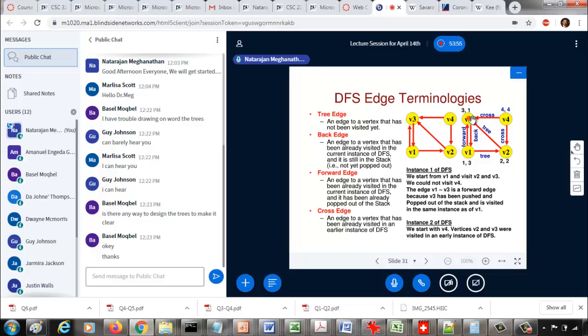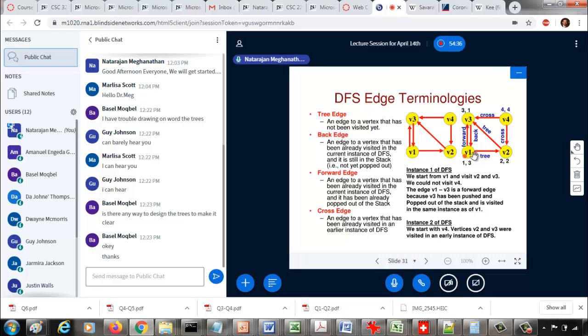So V1 to V3 should be called a forward edge. Now the presence of a forward edge doesn't have anything to do with a cycle. Only back edges are associated with cycles, so don't confuse the two. A forward edge is not associated with a cycle. Again, the scenario when you call an edge a forward edge is if both end vertices are visited in the current instance of depth first search, and the destination end has already been pushed as well as popped out. In this case V1 to V3, V1 is the source end and V3 is the destination or target end. That means it's called a forward edge.